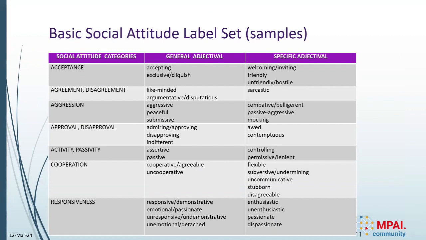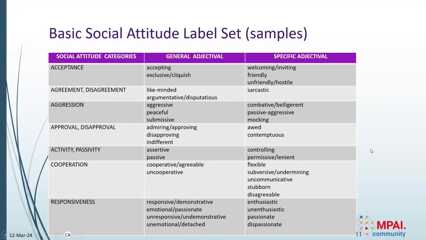And here's the third factor, social attitudes. We have an attitude of cooperation, for instance, and the adjectives going with cooperation are cooperative or agreeable and uncooperative. The subtypes of cooperation are flexible, subversive, or undermining, meaning you're trying to damage the cooperative situation. Uncommunicative, stubborn, disagreeable.